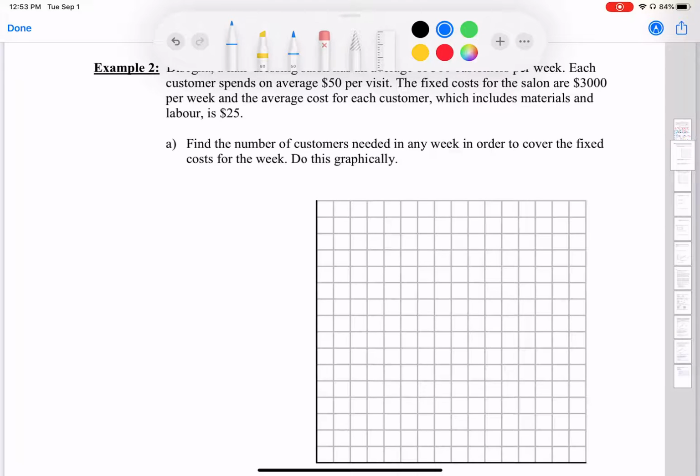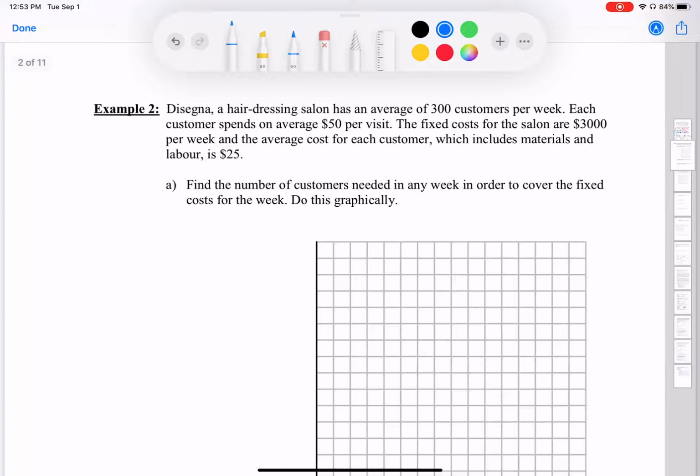All right, I'm going to solve this one now, and I'm going to go a little bit quicker. It says Designa, a hair designing salon, has an average of 300 customers per week. Okay, so we're going to consider that our maximum capacity. Each customer spends an average of $50 a visit. So our revenue that we can pull in here is $50 on average for every person that walks through the door. The fixed costs for the salon are $3,000 and $25 in labor. So if we have somebody come into our salon, we have some costs that we can't change, like rent of $3,000. Plus, we have some expenses that are associated with the services, like the lotions and the wax and things like that.